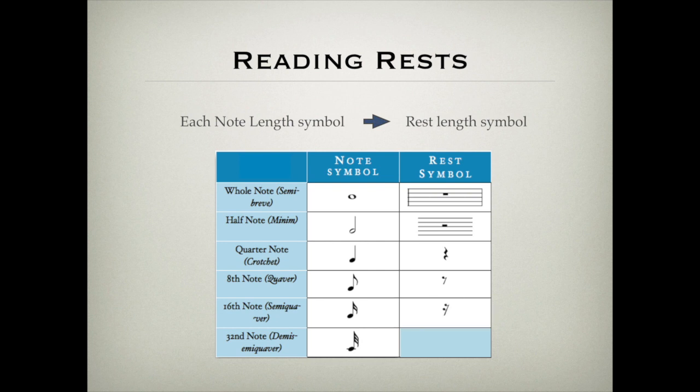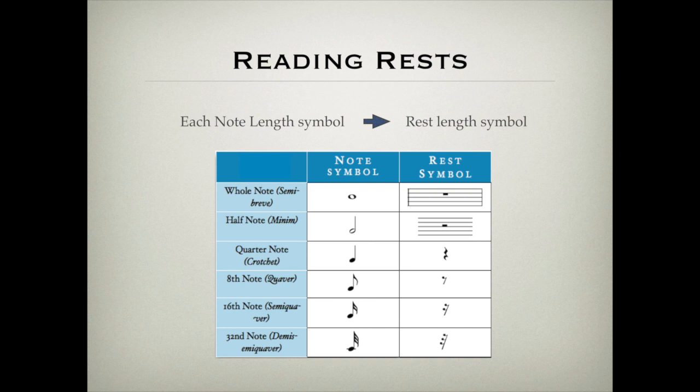The 16th note, exactly the same, but there's an added little tail to it. So exactly the same in the way that with the note symbol, you've got 2 little flicks, 2 little tails on the end of the stem for the 16th note. The rest symbol is the same. And then the 32nd note, or the Demi Semiquaver rest, follows the same principle. So you've got those 3 little tails, the same as you've got on the note symbol. So it's all very logical.